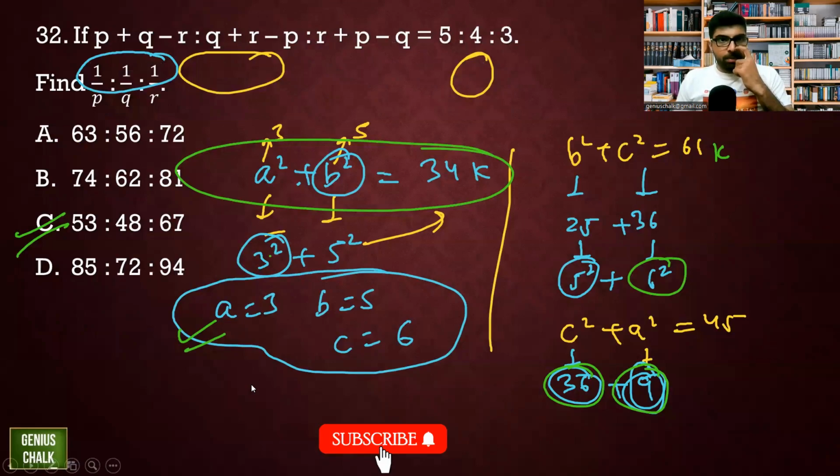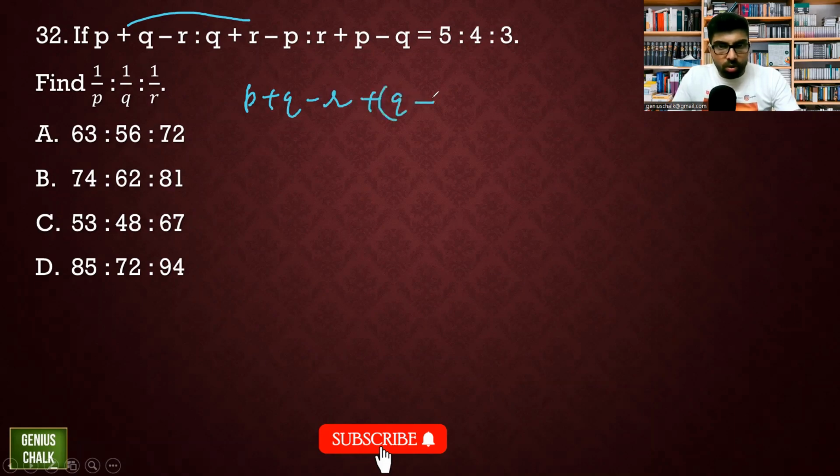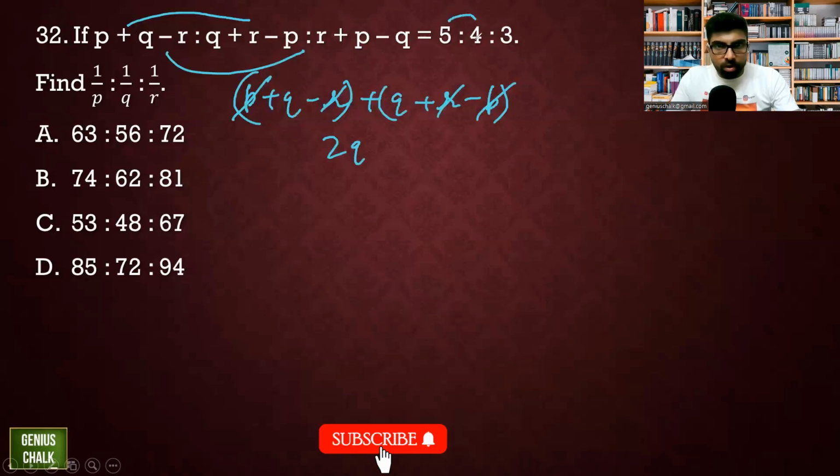Let's move on. P plus Q minus R, Q plus R minus P, R plus P minus Q is this. Find 1 upon P, 1 upon Q, 1 upon R. Okay. So P plus Q minus R. Now again, let's try to add something and subtract something. If I add these two, suppose P plus Q minus R and Q plus R minus P. So what is cancelled? R is cancelled, P is cancelled. So 2Q, if I add these two, I have got 2Q as 9.